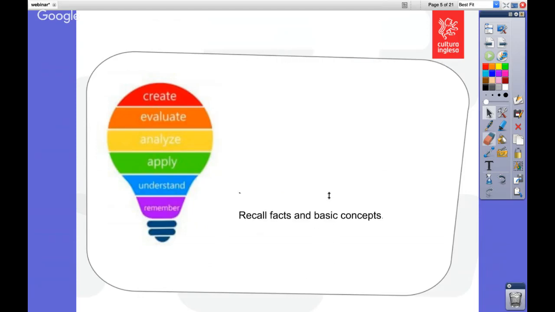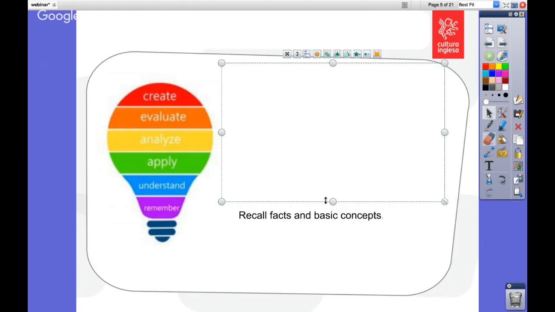So when you are remembering, what kind of actions do we expect? You have to recall facts and basic concepts. If you think about exercises for this phase, you can ask students to recall facts from the previous lesson. You can ask them to remember the tense of the verb they need, or the concept they applied in the previous lesson as well.